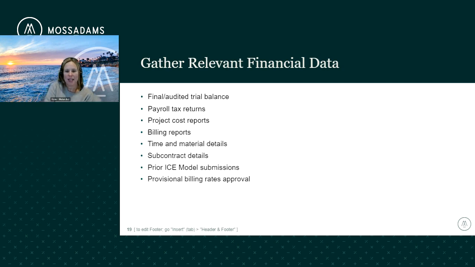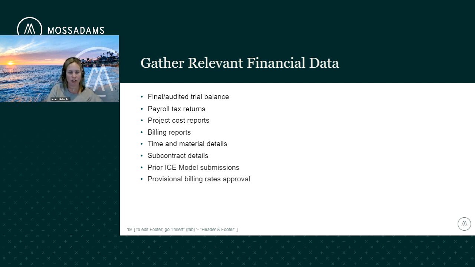So, gather relevant financial data. This is going to vary based on what accounting system the contractor is using and how robust it is. Some accounting systems might have a lot of these reports set up within. If you're using a more manual system, like QuickBooks, then you may have some of this information offline, and you'll want to gather what's relevant for your organization based on the types of contracts you have and the information available. But here are some typical things we'll recommend a contractor either provide to us if we're preparing the ICE model, or if we're reviewing it, that we'll want to take a look at.